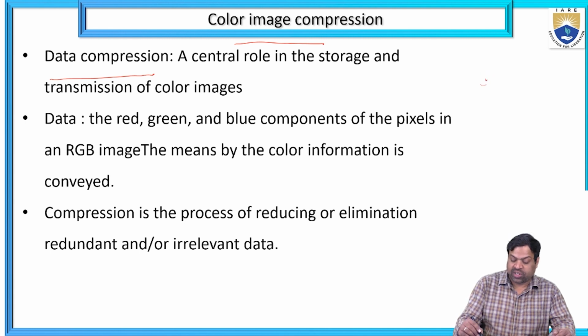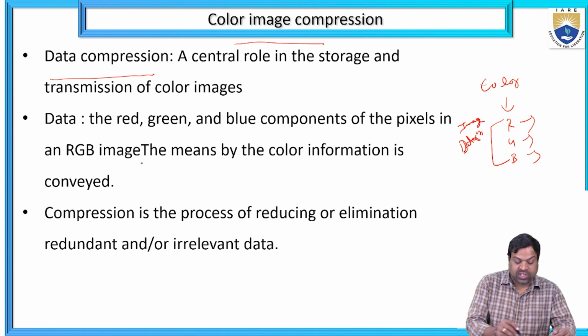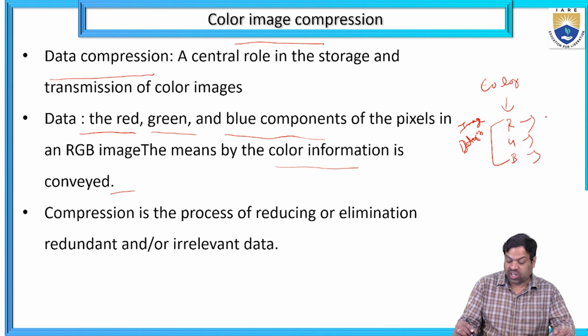Suppose here we are talking about color images only. So a color image is in the form of red, green and blue. This red, green, blue is in the form of data. Image in the form of data. So this data in the form of red, green and blue, the pixels in the RGB of the image, the color information is conveyed.